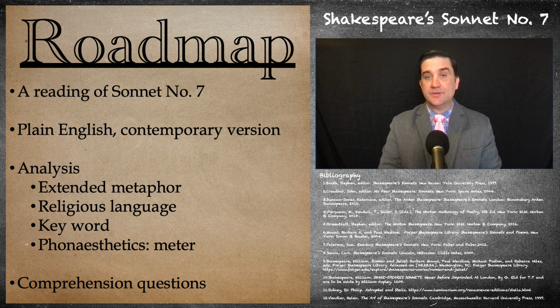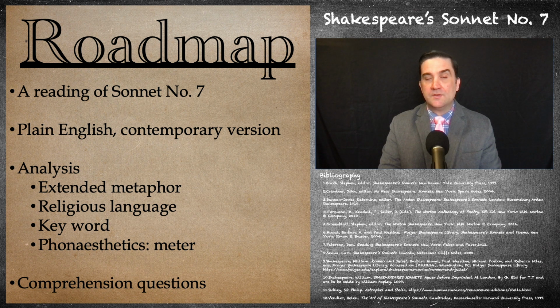The first thing we're going to do in this video lesson is read Sonnet No. 7. After that, I'll offer a contemporary plain English version of the poem so you at least have an understanding on a surface level of what's going on. And then we'll get right into our analysis. We'll begin the analysis by first defining what a metaphor is, as well as its component parts, and then I'll talk about Sonnet No. 7's metaphor and why, for the most part, I think it fails.